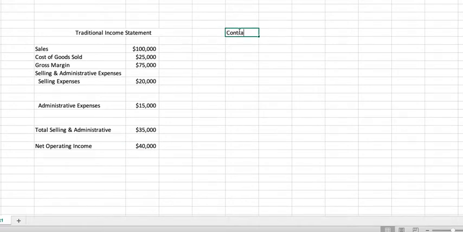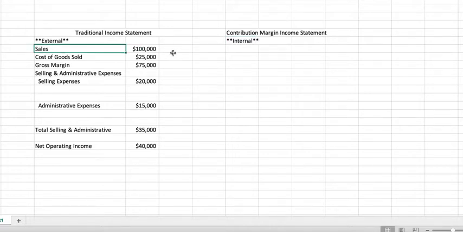Just an example. If I'm doing a contribution margin income statement, then I'm setting it up a little bit differently. Now this is internal. So one way to remember, this is something you would see external. This is what I would give bankers and investors. This is more of an internal statement that we would use to make decisions about our products. And we'll get into more of that as we get into the chapters.